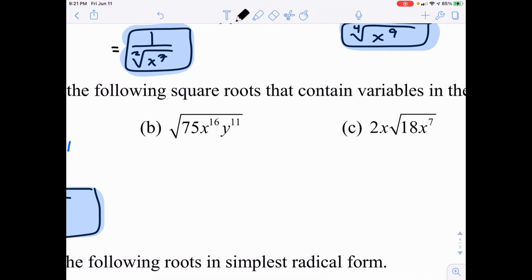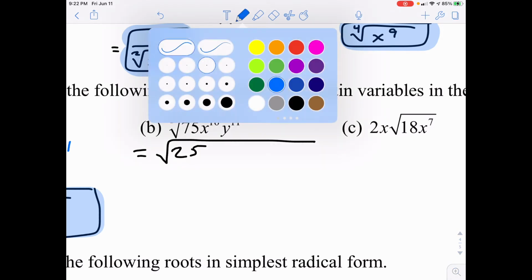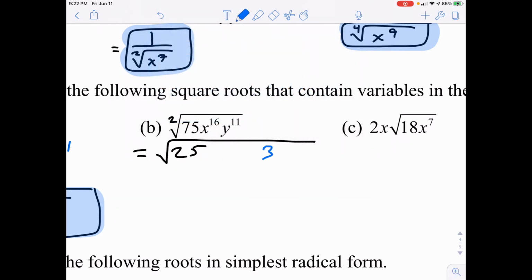Part B, 75x to the 16th, y to the 11th. Remember, we're dealing with a second root. So 75 will get broken up into 25 and 3. Again, I'm color coding it. Black is what I can take the square root of. Blue is what I cannot.